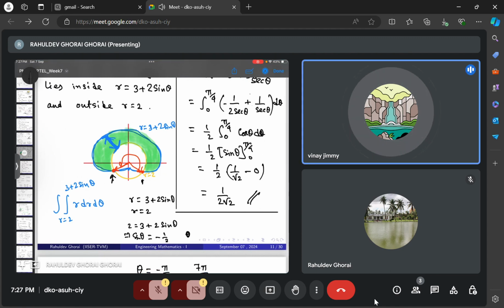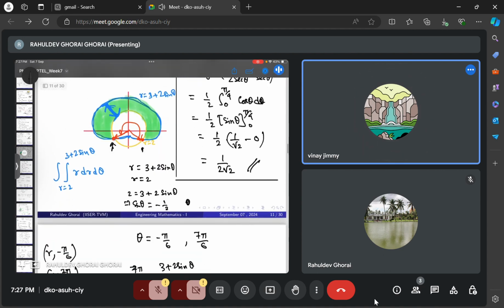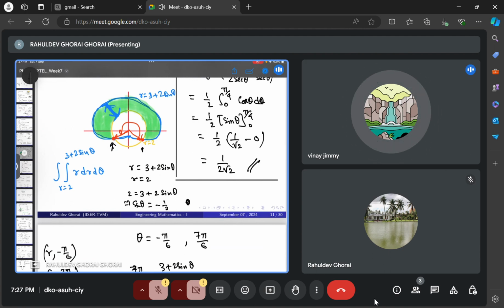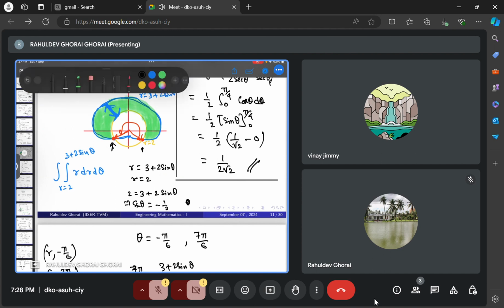Sir, I was asking how did you select that theta range, that bound, minus pi by 6 to 7 pi by 6? Yes, we discussed that here. These two points I have. Let me do that again. The theta values of these two points are minus pi by 6 to 7 pi by 6.